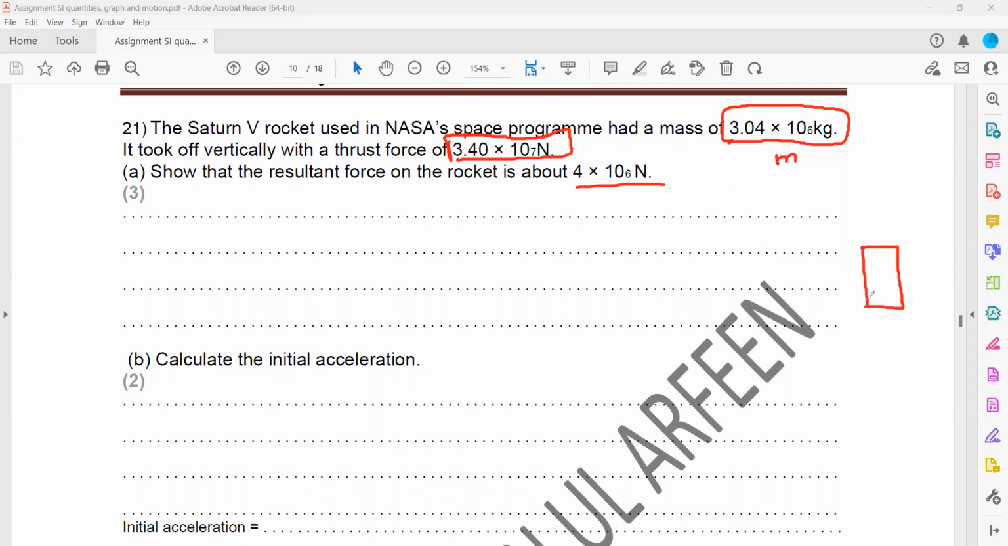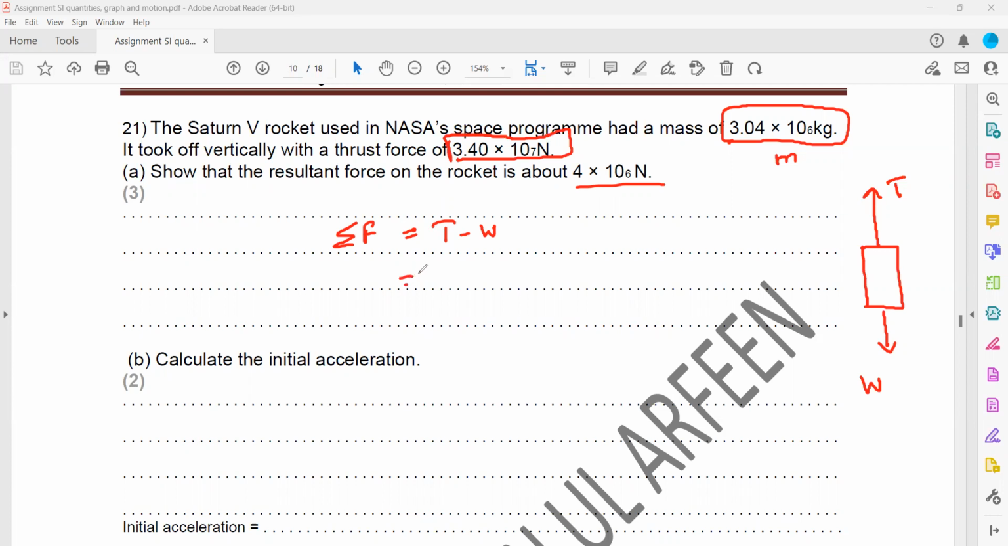For example, if this is a rocket, the weight of the rocket will act downward, and the thrust of the engine will act upward. What is the resultant force? Because the two forces are acting in opposite directions, the resultant force will be equal to the thrust minus the weight. So we have to show that the thrust minus the weight is equal to about 4 × 10^6.